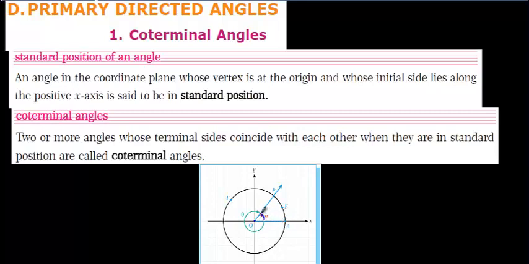So this angle here, and the negative one also, are angles in standard position. One of them here is the angle POA. These are in standard position. Okay, what is a coterminal angle?